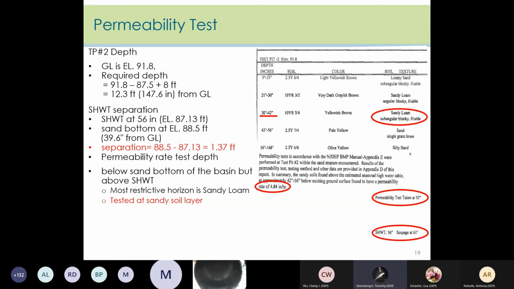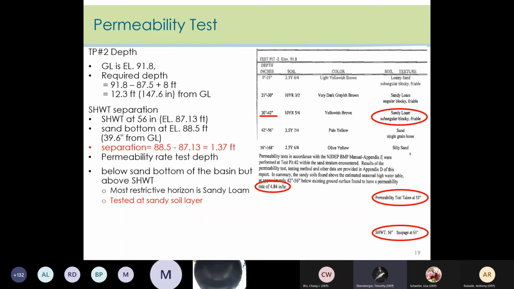Here's a log for the second test pit. Again, the excavation depth is checked first. As shown on the slide, the required depth of excavation is 147.6 inches from ground level. The log shows the excavation is down to 168 inches, therefore it's sufficient. The seasonal high water table is observed at 56 inches below ground level or at an elevation of 87.13 feet. The bottom of the basin is at an elevation of 88.5 feet. The separation is only 1.37 feet, which again is not acceptable.